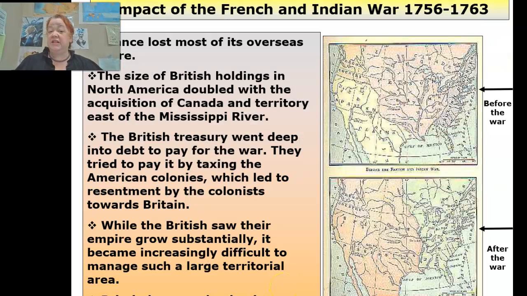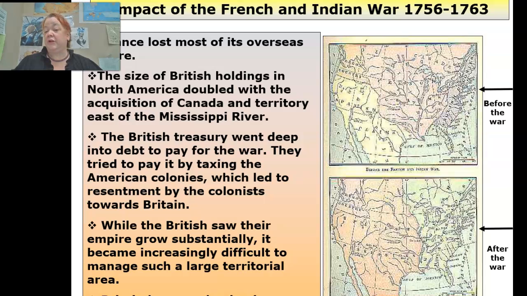So then we have the French and Indian War in 1756 to 1763, also known as the Seven Years' War. France lost most of its overseas empire. Once again, you should remember that from the previous notes. All this area right here was New France. It goes pretty much to England, except the port of New Orleans. So how do we end up with New Orleans? One word: Napoleon. So the size of the British holdings in North America doubled with the acquisition of the Canadian territory and the area east of the Mississippi River.